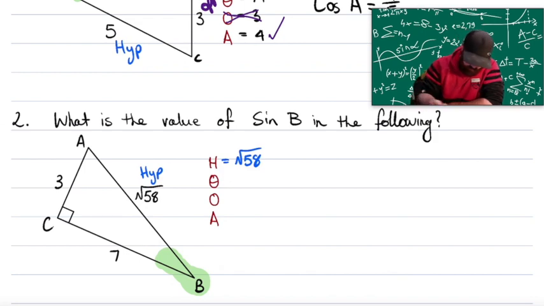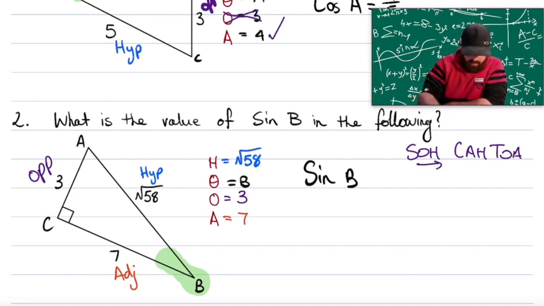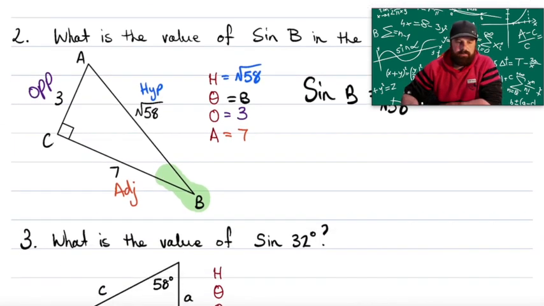Our opposite side is over here, and it was 3, so it equals 3. And our adjacent side is down here at 7, so that equals 7. And our reference angle, we said that was equal to B. So sine of B, so remembering SOHCAHTOA, so I should be looking up SOHCAHTOA, it's O and H in that order. So sine of B is equal to 3 over the square root of 58.